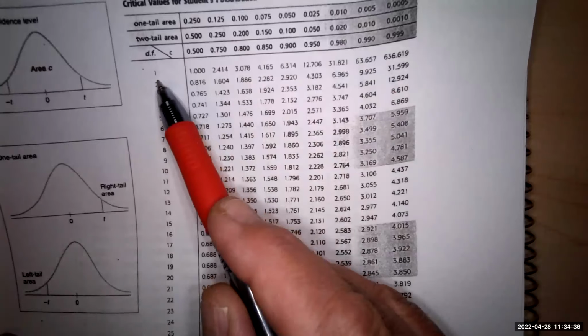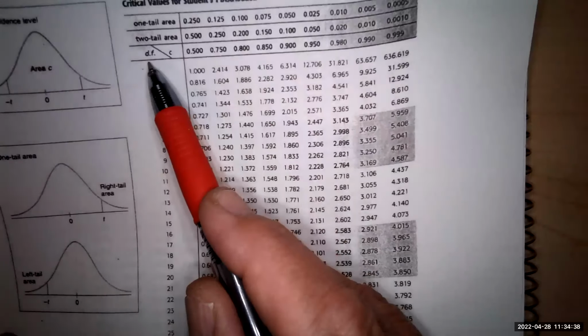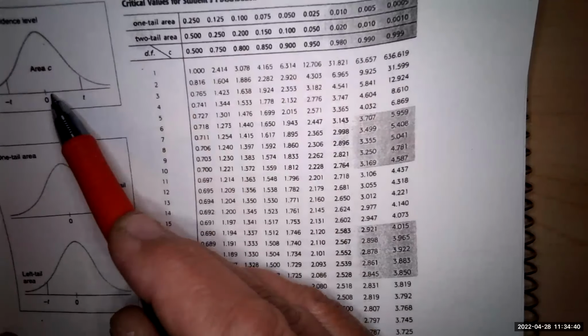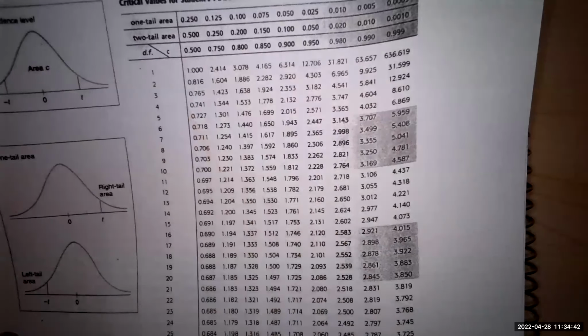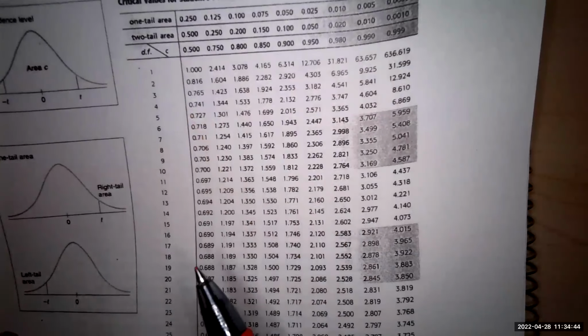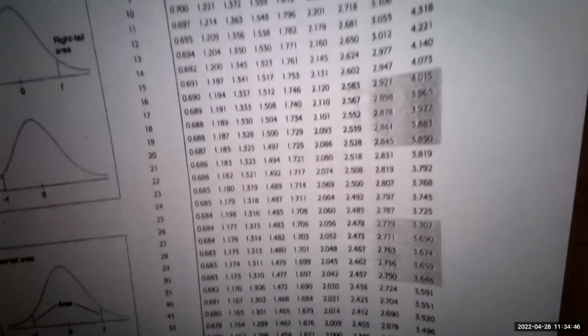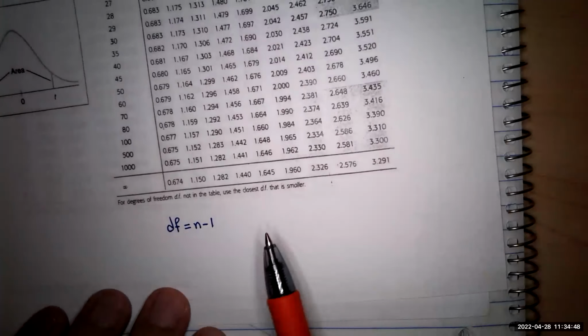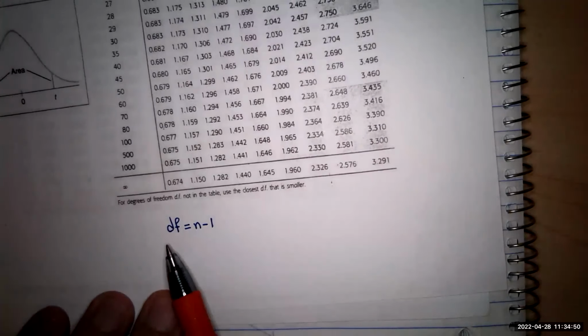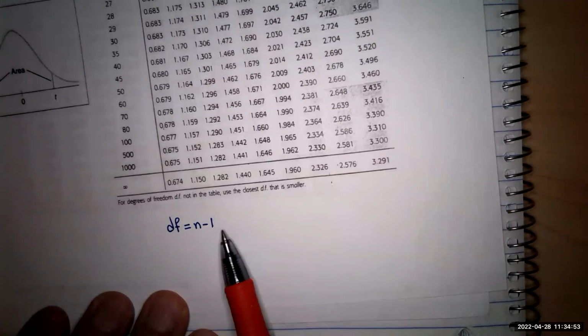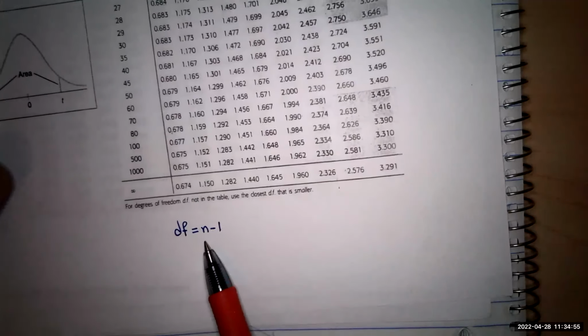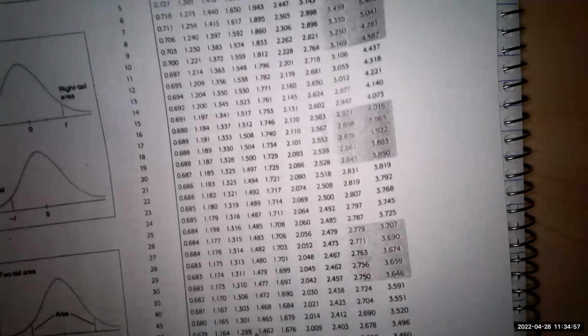Then this column over here is the one we call DF, degrees of freedom, because this curve would be different for different samples. So what we're going to do, we give you the N, so you have to find the DF yourself. DF is N minus 1. So when you find the DF, N minus 1, then you can find the critical values.